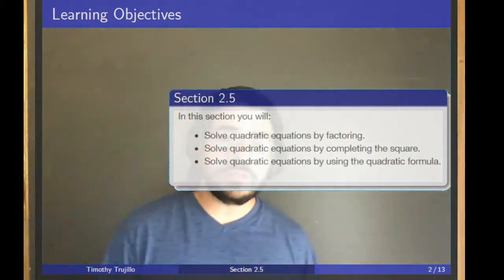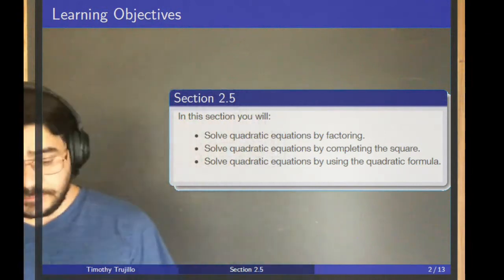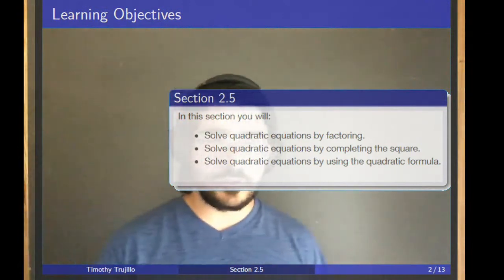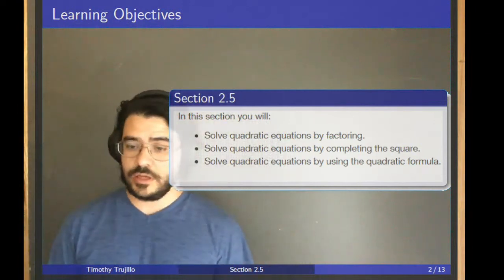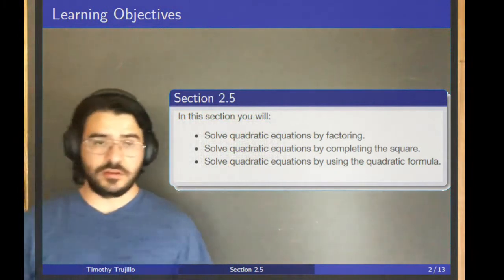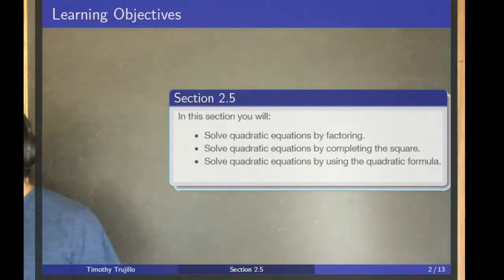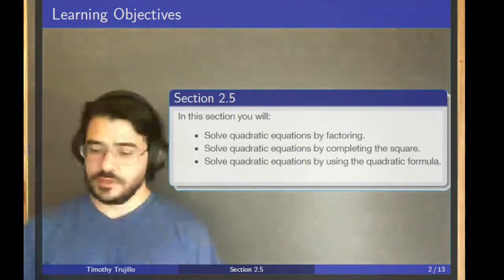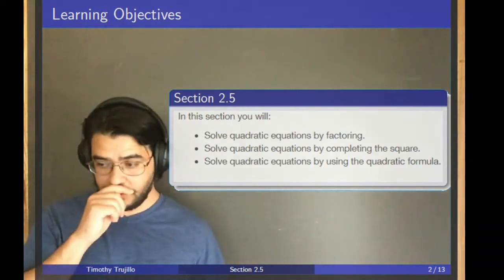Now, sometimes it's hard to factor. It may not be easy to see how the equation factors, or it may not factor at all, right? There's not really a nice, precise way to factor it at all. And in those cases, what we do is we use the method of completing the square. So that's our second objective there. And then the third is to solve quadratic equations by using what's called the quadratic formula. And the quadratic formula will come from completing the square.